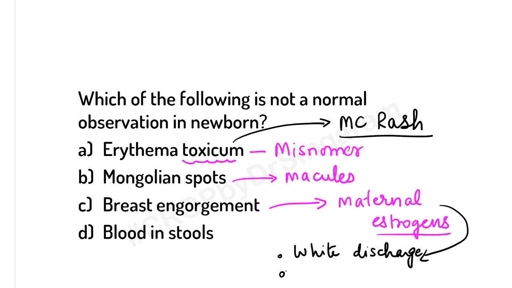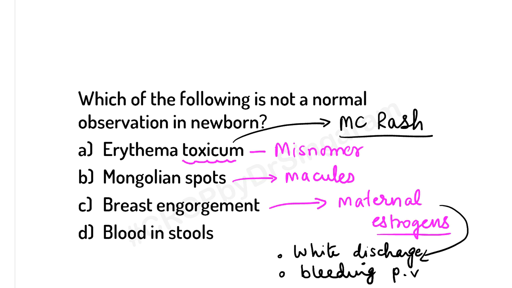Once the maternal estrogen effect goes off, what happens? The endometrium starts shedding and the baby can even present with bleeding per vaginum. Please remember, it is due to the maternal estrogen effect being gone after a few days. So bleeding per vaginum is also a normal finding in a newborn, and doesn't require any other treatment.